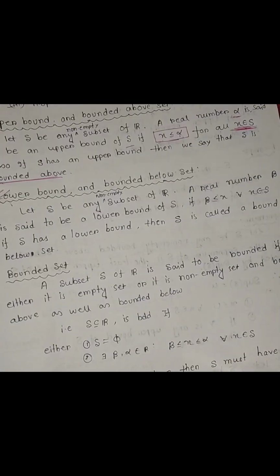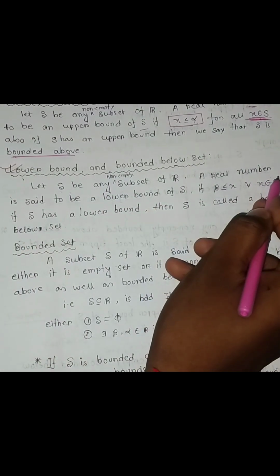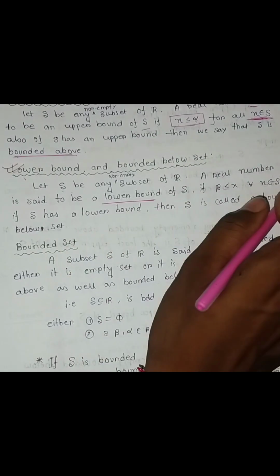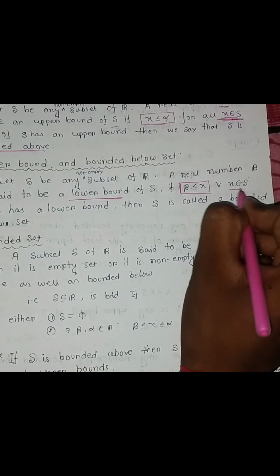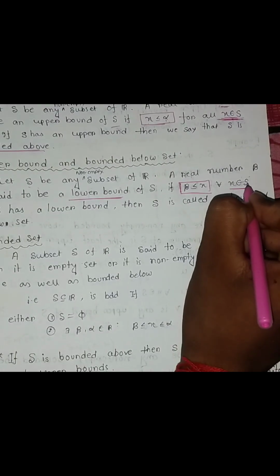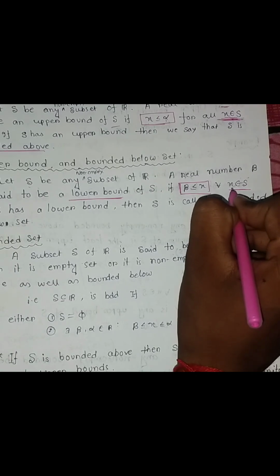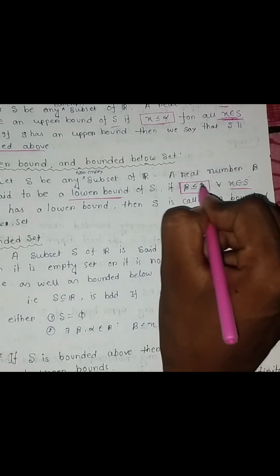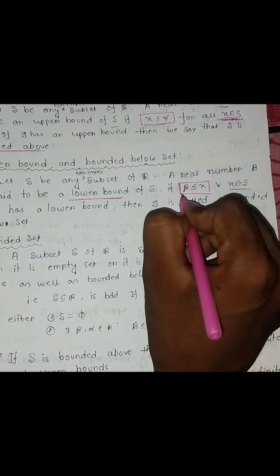Similarly, for the lower bound, the definition is the same. Let H be any non-empty subset of real numbers, and beta is said to be a lower bound when beta is less than or equal to x for all x belongs to S. This means that for all elements, every x is always bigger than this beta. It can be equal, but not smaller than beta. Then the set is called a bounded below set.